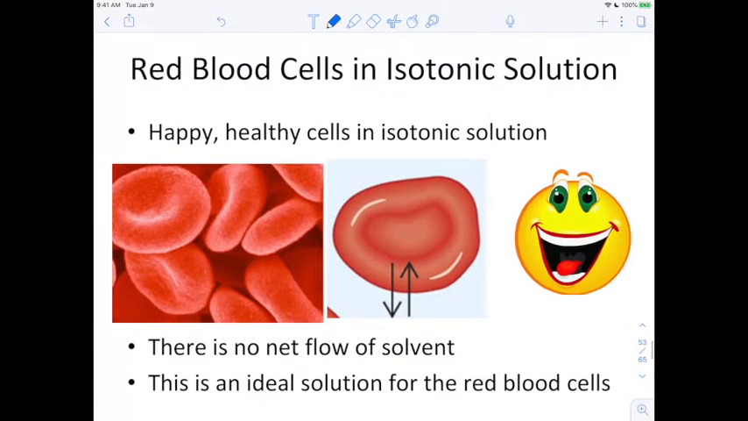So these are happy, healthy cells. On the left, you see an actual image. I believe it comes from a scanning electron microscope. The middle and the right side, of course, are drawings, but there's no net flow of solvent. So for every one water molecule that maybe crosses into the cell, one crosses right back out. So this allows the cells to maintain their shape. And this is the perfect solution. This is what you want all of your cells to be bathed in.